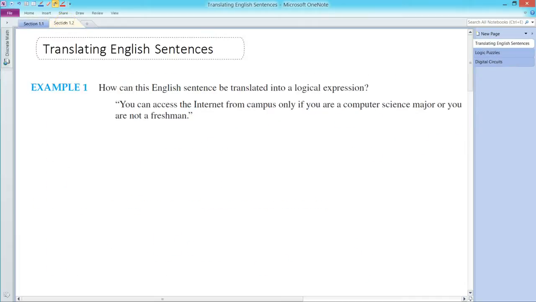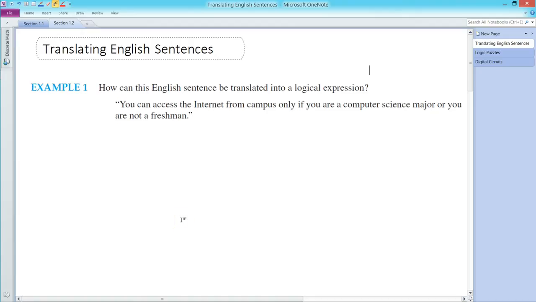Section 1.2 covers translating English sentences. Keep in mind that logic has many important applications to mathematics, computer science, and numerous other disciplines. Statements in mathematics and science, and for that fact in natural language, often are imprecise or ambiguous. To make such statements precise, they can be translated into the language of logic. For example, logic is used in the specification of software and hardware, because these specifications need to be precise before development begins, and that's what we're going to see through the examples in this video.